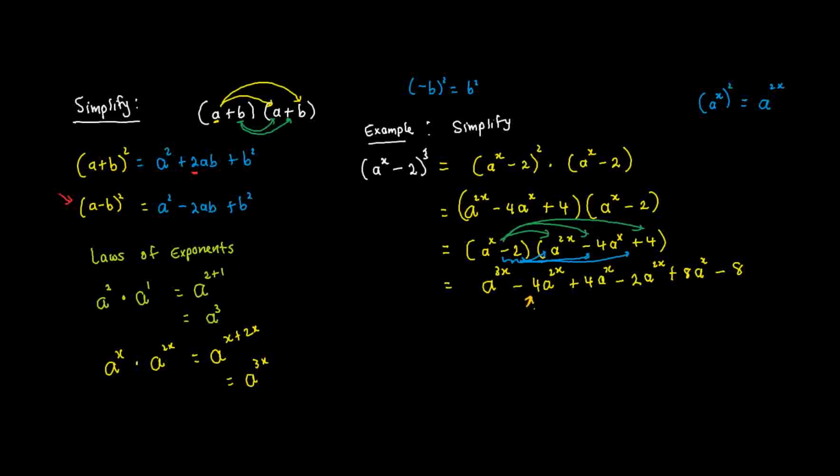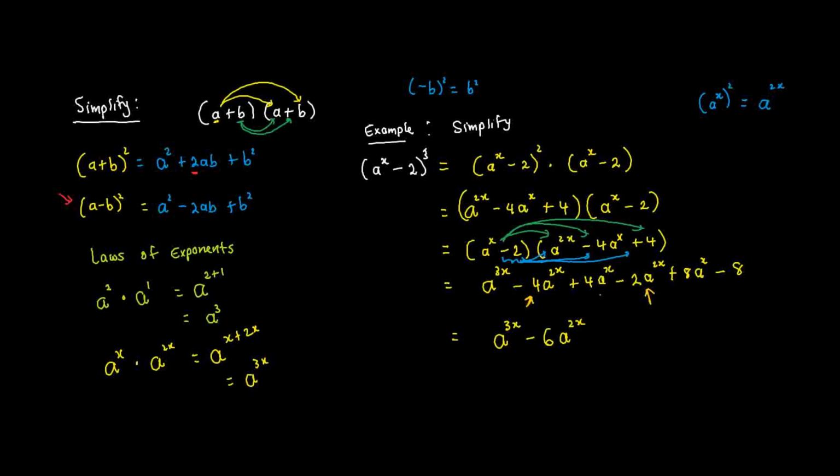But negative 4a raised to the power of 2x with negative 2a raised to the power of 2x, we can add those two together. So I have a raised to the power of 3x, negative 4a raised to the power of 2x minus a raised to the power of 2x is negative 6a raised to the power of 2x.